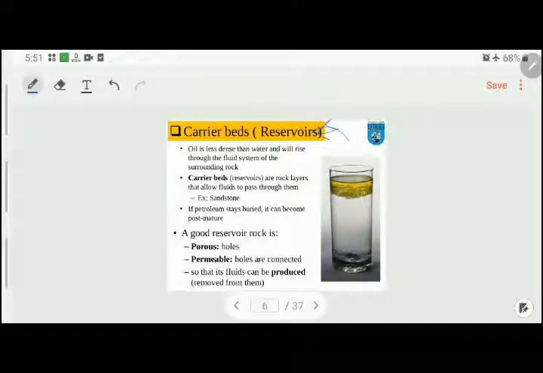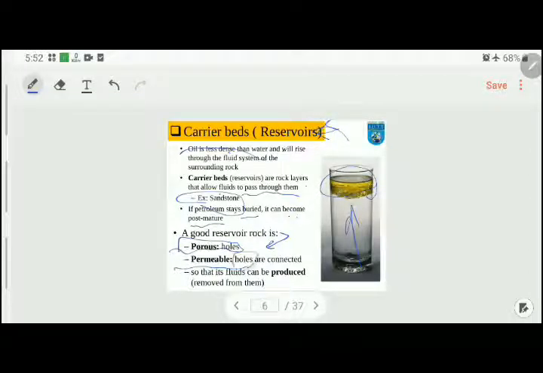Carrier beds, which they call sometimes the reservoir itself. The oil is less dense than the water, لذلك تلاحظ الأويل it's what sits above the water. Carrier beds here are the rock layers that allow the fluid to pass through them, مثل كذا ليش الساندستون. If petroleum stays buried, it can become both measure and then it can be converted to gas.